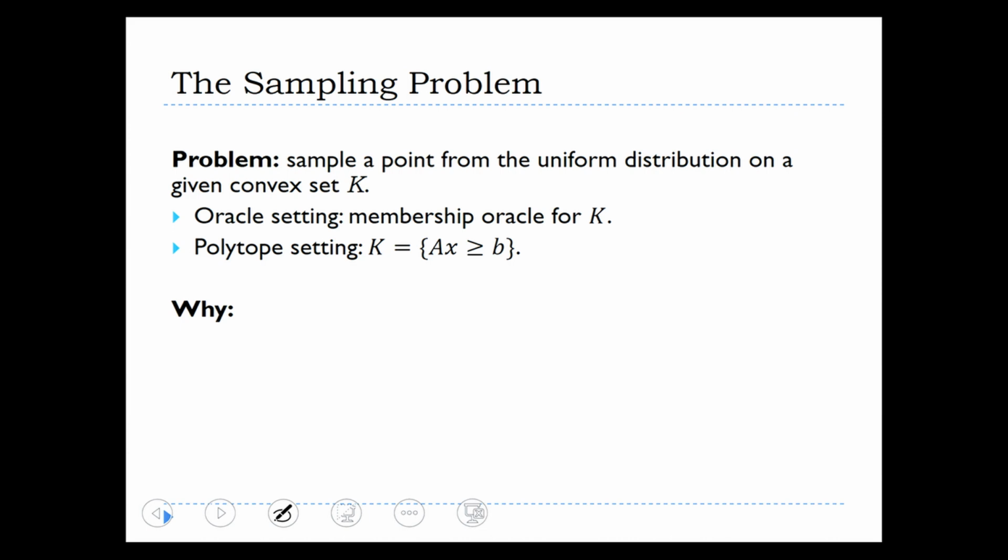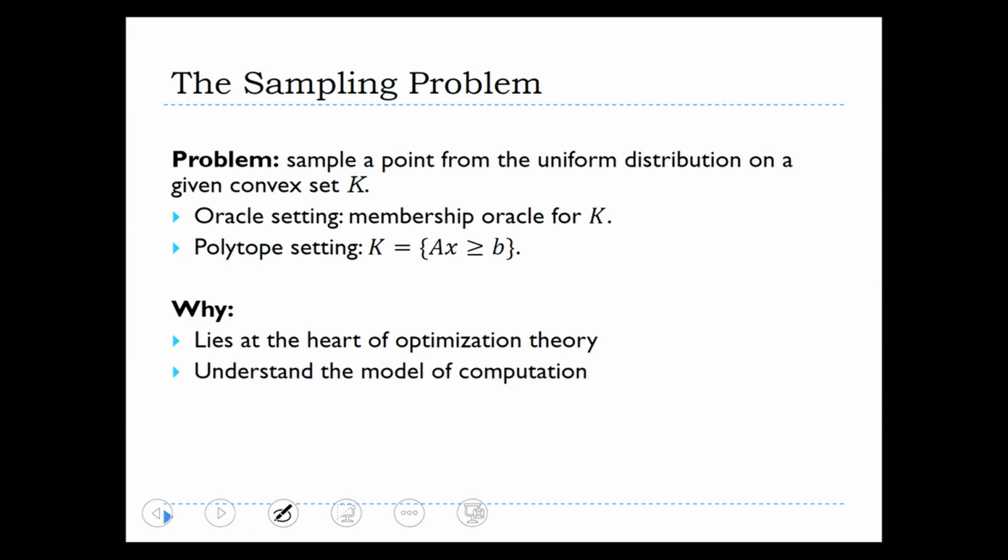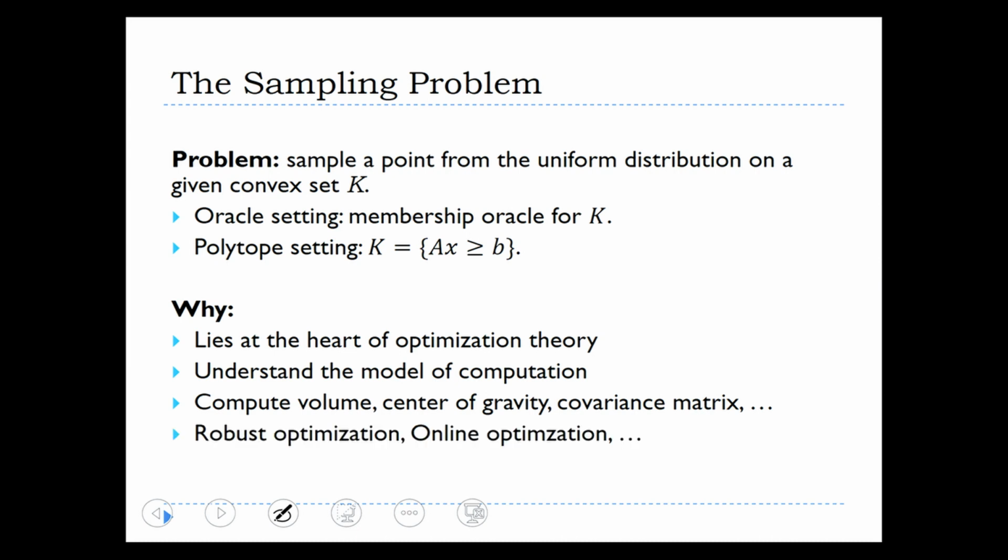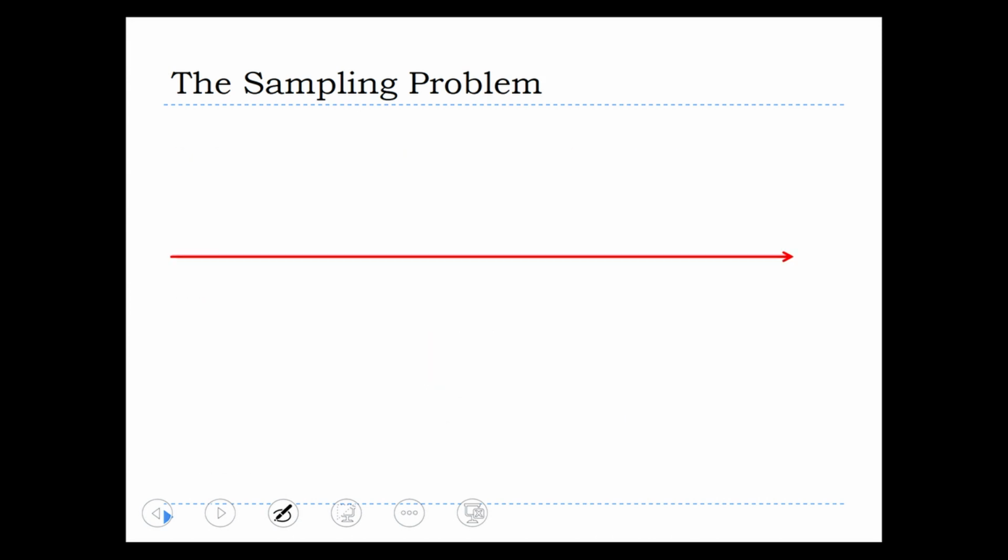Why do we want to talk about the sampling problem? It seems to lie at the heart of optimization. It helps us understand computation itself, what makes things easier and harder. It lets you solve these fundamental problems, volume, gravity, estimating the covariance, for example. It's just by picking a random sample. It lets you do things like robust optimization and online optimization. And maybe most of all, it's a window to learn more about convex sets.